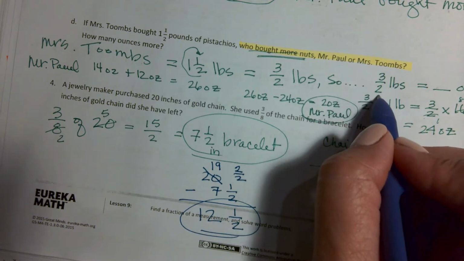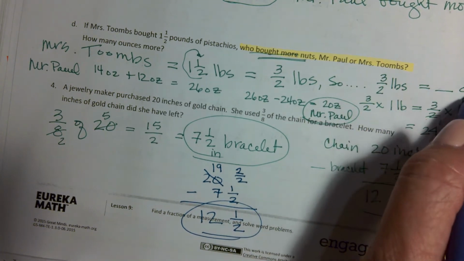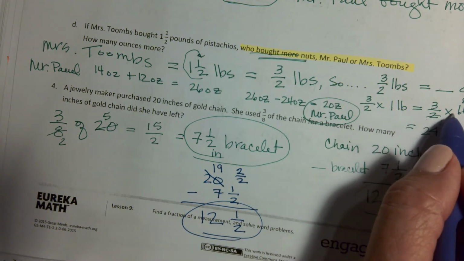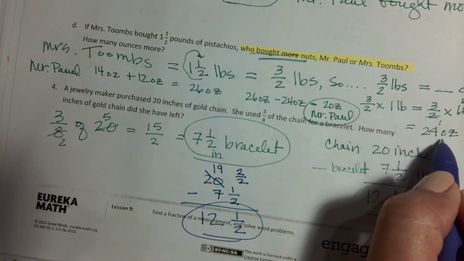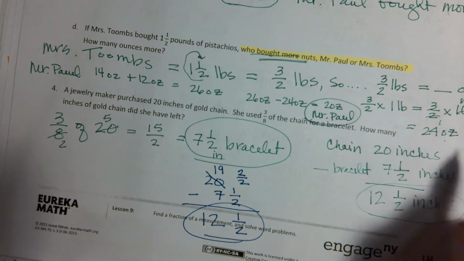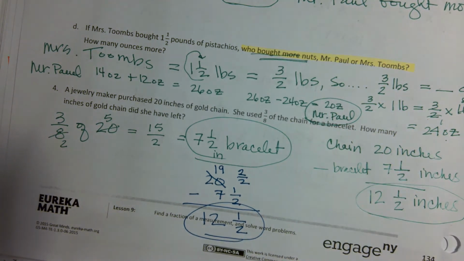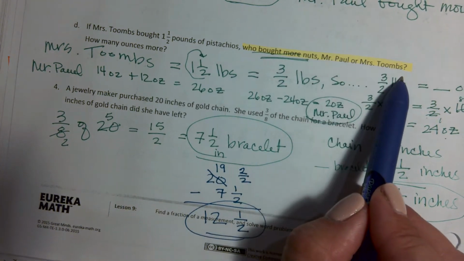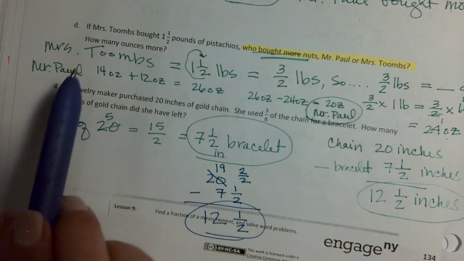So 3 halves of a pound is equal to how many ounces? 3 halves times 1 pound, 3 halves times 16 ounces gives me 24 ounces. But that's not really the answer. 24 ounces is not the answer. Who bought more nuts, Mr. Paul or Mrs. Toombs, is really the answer we're looking for.